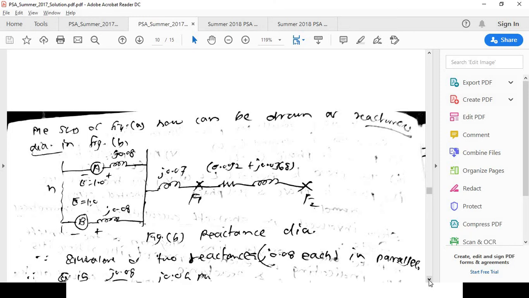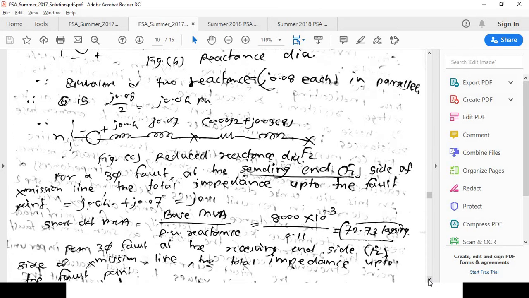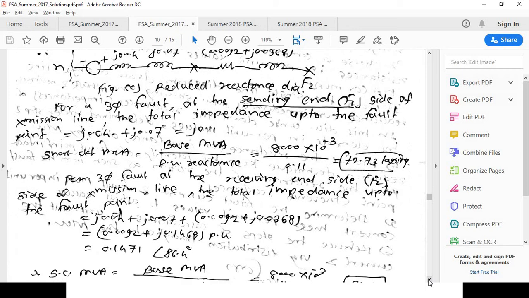We have to calculate the fault MVA. So the equivalent of two reactances in parallel, that is j0.08 and j0.08, so the equivalent reactance is j0.04. So we will get this total equivalent reactance as shown in figure C. That is, we had calculated the equivalent reactance of generator A and generator B.